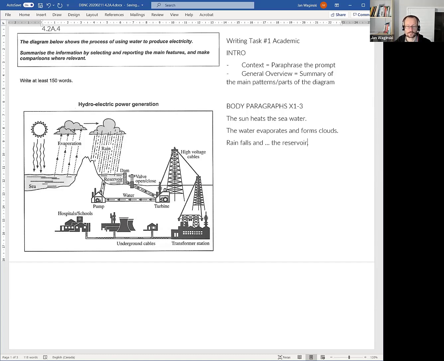We need a verb. And the water is collected in the reservoir. Collected and collects in the reservoir. Okay, and the pronunciation, this is a French word. So we use the French pronunciation, reservoir. So rain falls and collects in the reservoir.